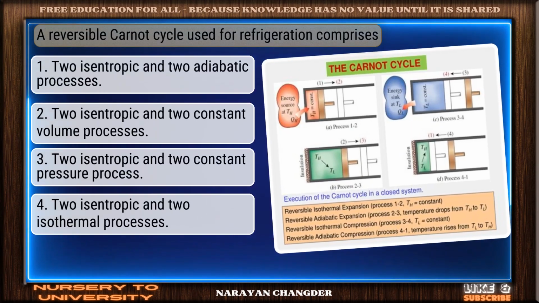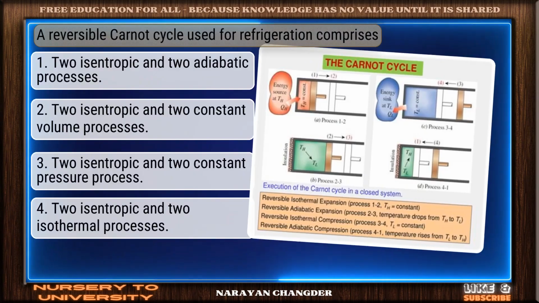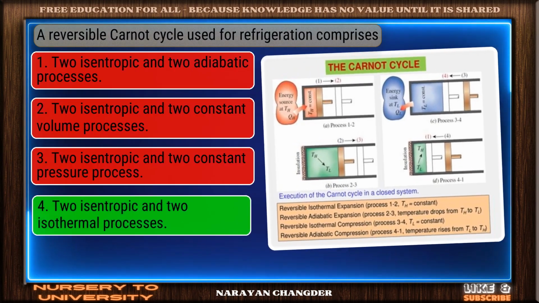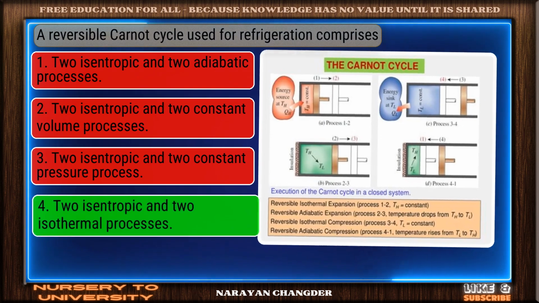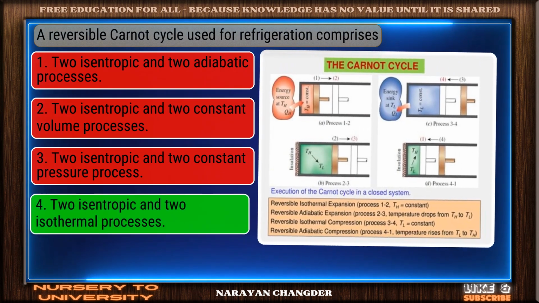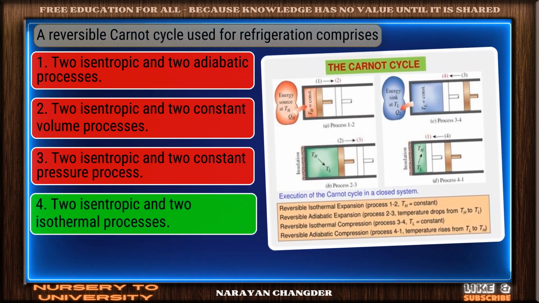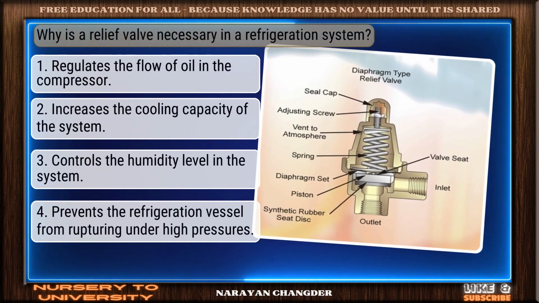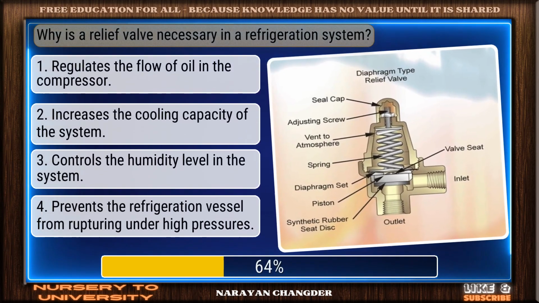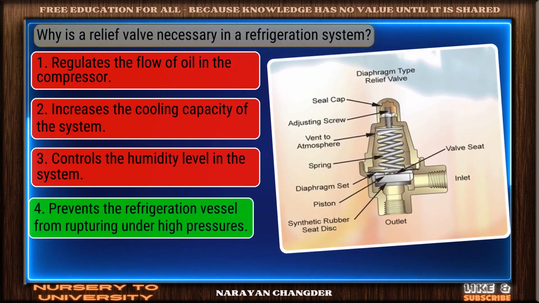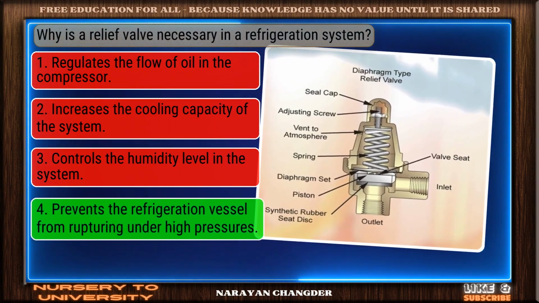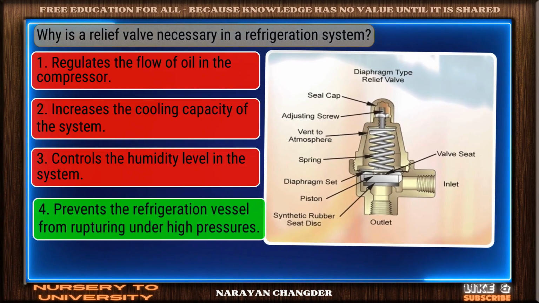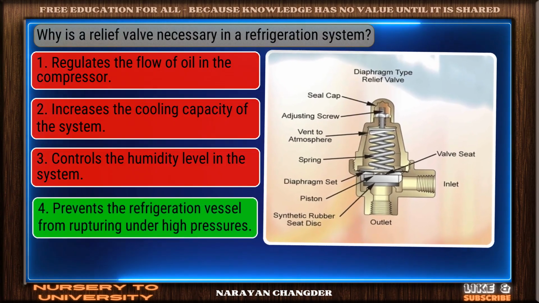A reversible Carnot cycle used for refrigeration comprises. Excellent. 2 isentropic and 2 isothermal processes is a brilliant choice. Why is a relief valve necessary in a refrigeration system? Smart pick. Prevents the refrigeration vessel from rupturing under high pressures is the correct choice.